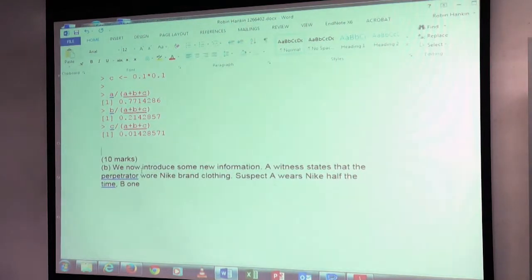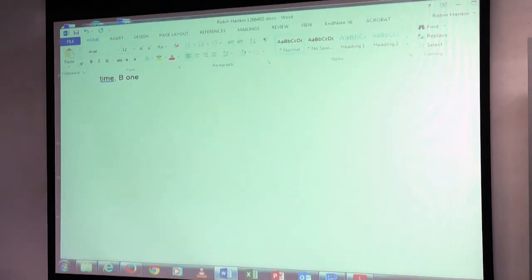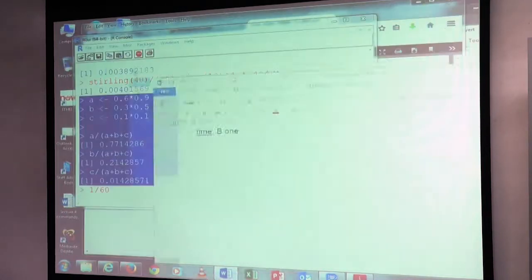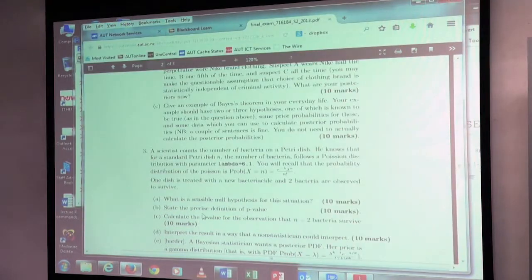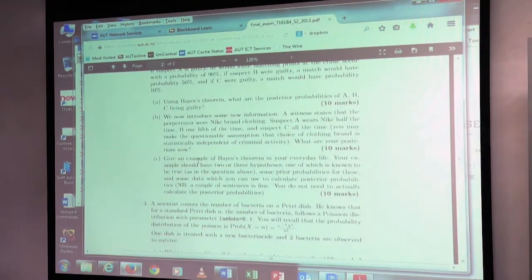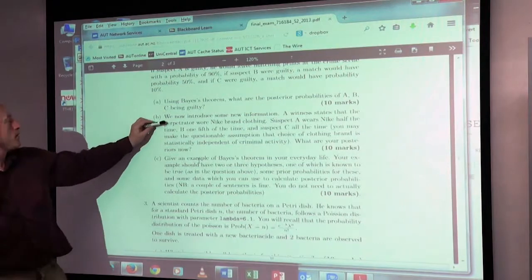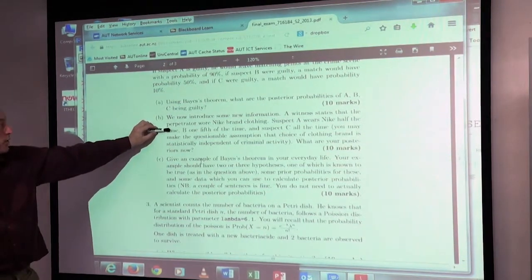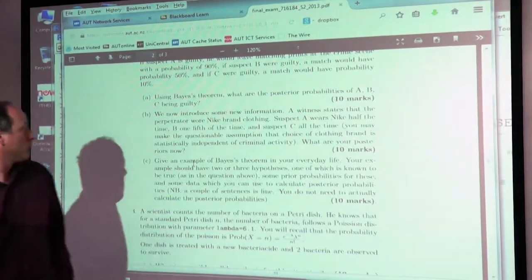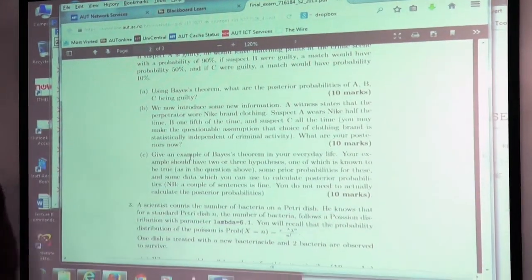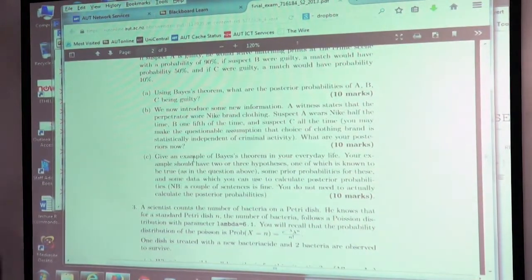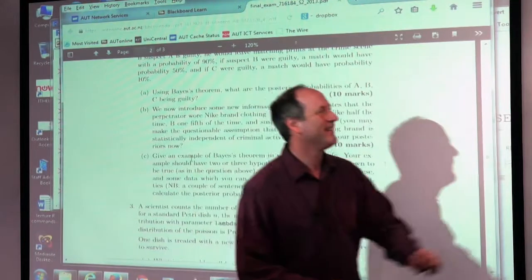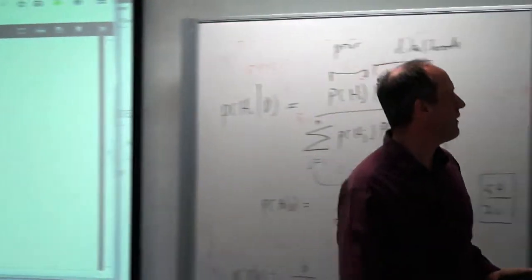A witness states that the perpetrator wore Nike brand clothing. Suspect A wears Nike half the time. Let's go back here. A wears Nike half the time, B 1/5 of the time, probability 20%, and C all the time. You may make the assumption that choice of clothing brand is independent of criminal activity.